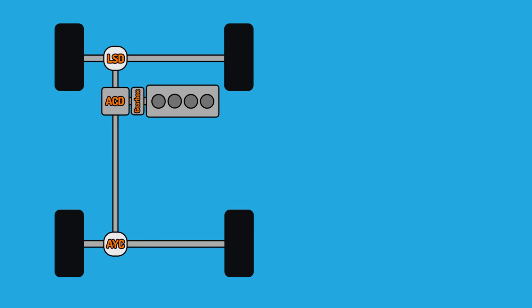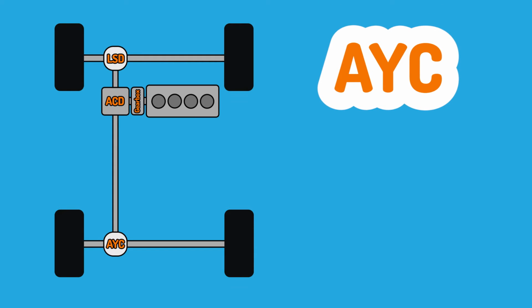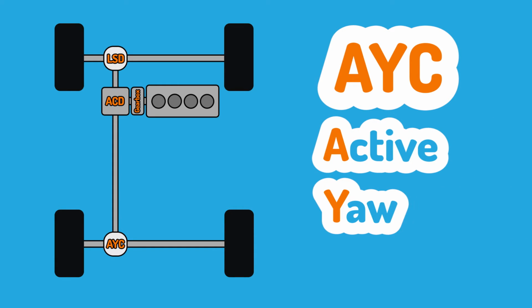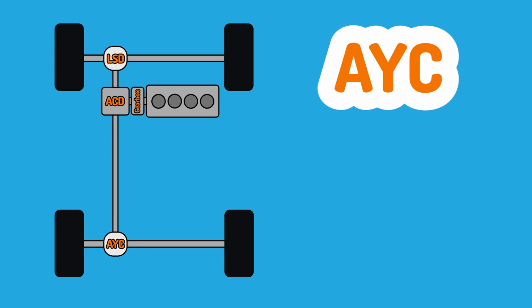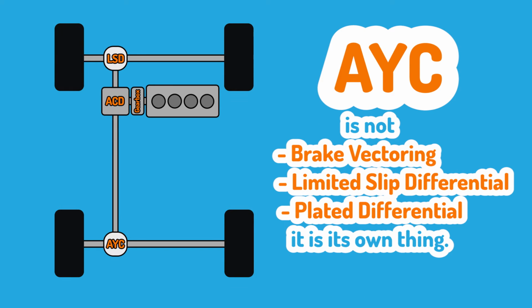Now something that is unique to the EVO and an Impreza could only dream of is our second abbreviation, and that is AYC. So what does AYC stand for? Well, AYC stands for Active Yaw Control. It's important to understand what Active Yaw Control is, but also what it isn't. AYC is not a type of brake vectoring, it is not a limited slip differential, and it is not a plated differential.